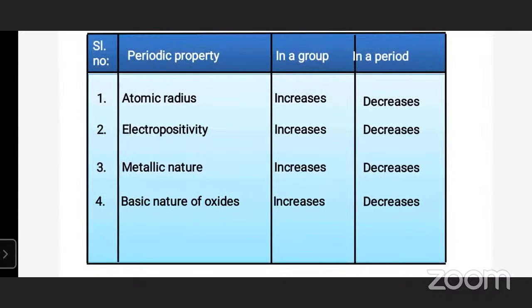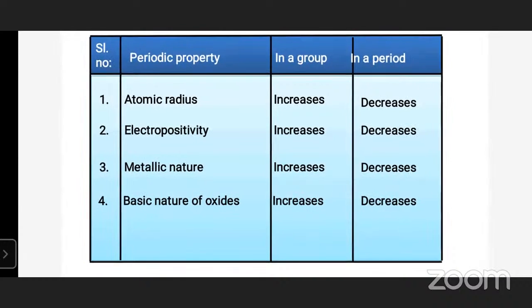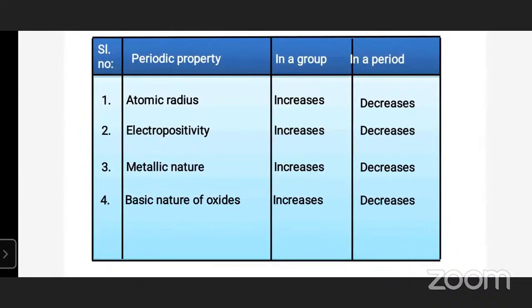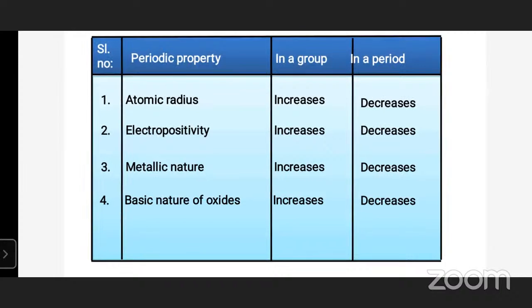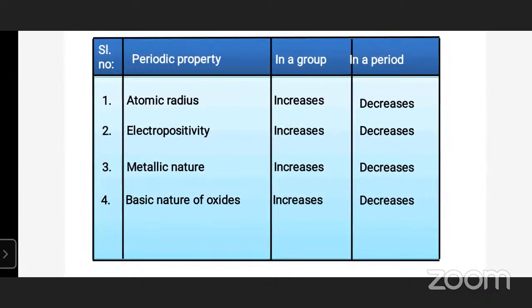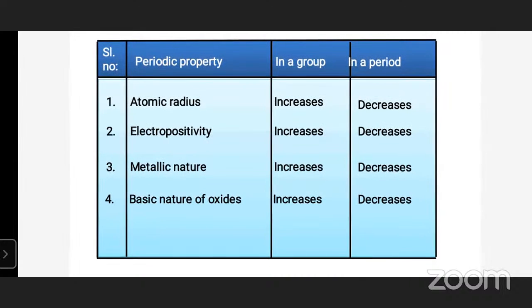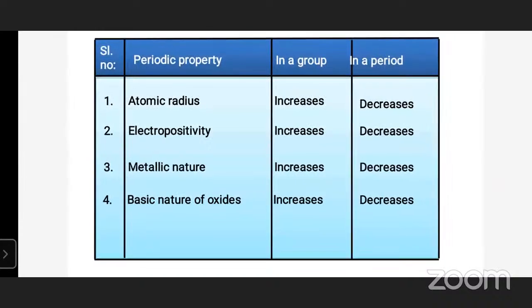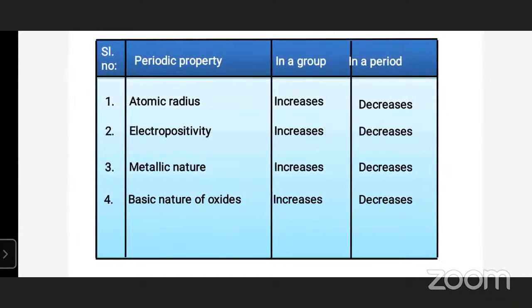Periodic property number one, atomic radius. In a group, in the periodic table from top to bottom, in a period from left to right. Atomic radius or atomic size in a group increases top to bottom, in a period decreases. It increases in a group because down the group the principal quantum shell increases, so atomic radius also increases. In a period it decreases because the differentiating electron enters the same subshell, so it decreases.